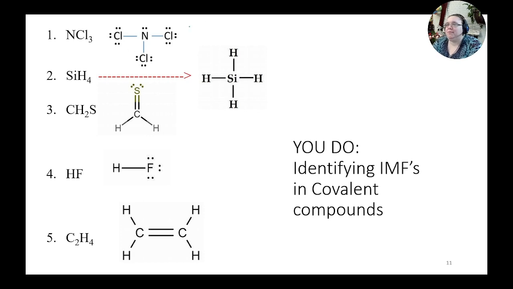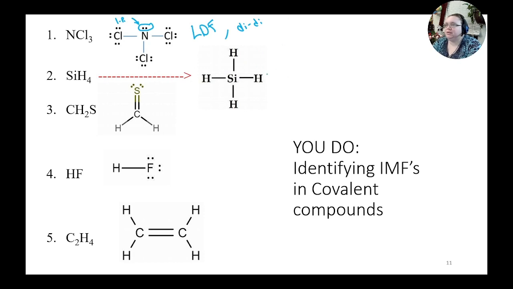Alrighty. So my first one, hopefully you were able to figure out that, yes, it has LDF. Everything has LDF. It has dipole-dipole because it is not symmetrical. That lone pair of electrons around the end makes it unsymmetrical. So it has dipole-dipole, and yes, I'm abbreviating di-di. Does it have hydrogen bonding? No hydrogens to bond, so nope.